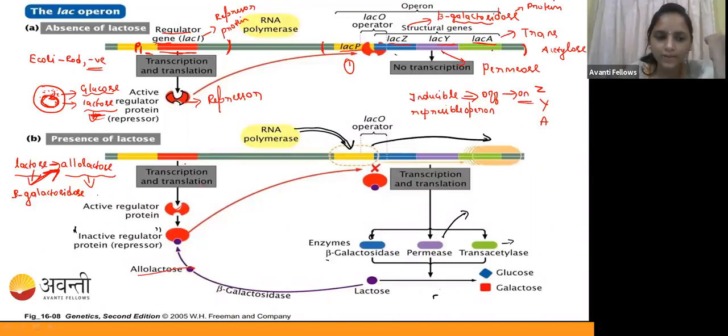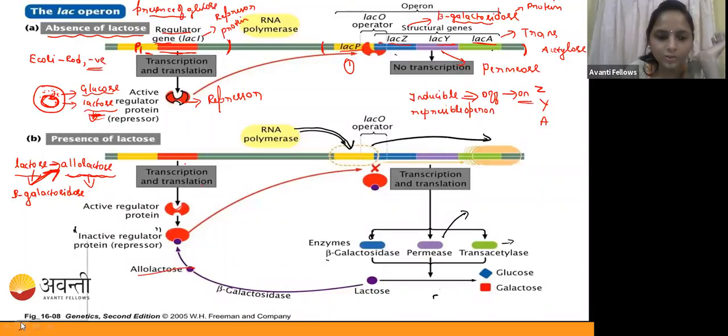Now this allolactose acts as the inducer. I think you understood this, guys. Now let us go to how the lac operon works. See here, whenever there is no lactose, or you can think that glucose is present, the presence of glucose. One minute, I will take the other things.